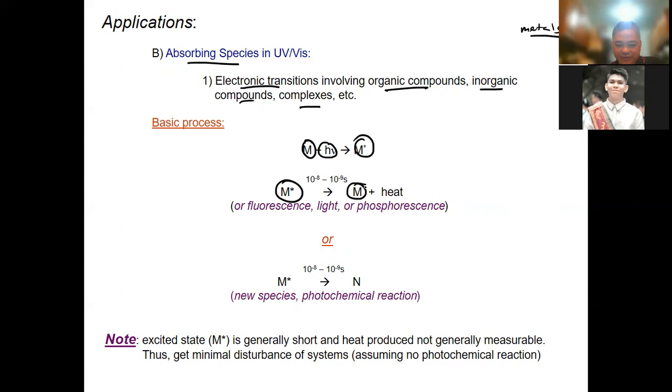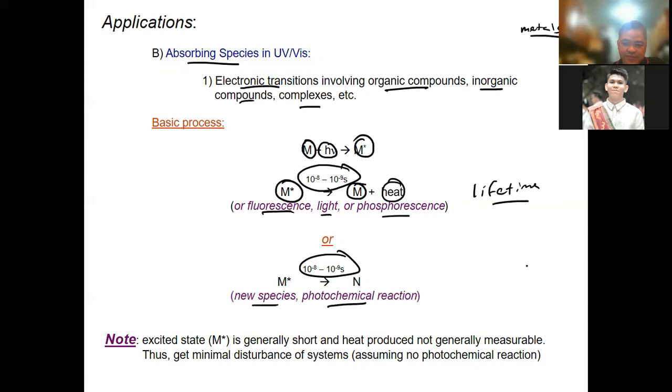excited and ground state. Okay, go back to the ground state and heat. So that's in the form of fluorescence light or phosphorescence. Or we could have a new species that produces a photochemical reaction. And if you look at this, you can get the so-called lifetime. Okay. How long they exhibit that. So the excited state that you have here is generally short, and the heat produced is generally not measurable. Okay. Thus you get minimal disturbance of the system, assuming no photochemical reaction.